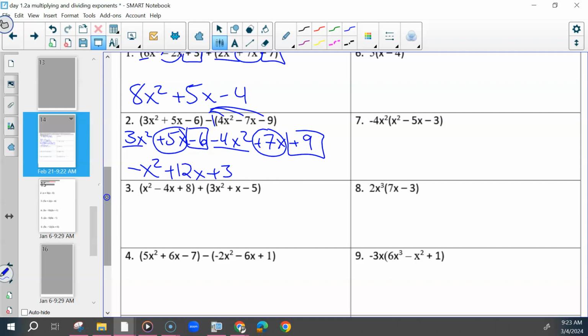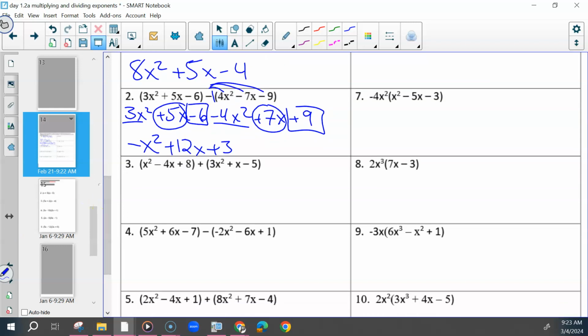Now, if you were just doing it from the parentheses, again, it can be done, just be careful. 3x squared minus 4x squared, 5x minus a negative, and negative 6 minus a negative. So be careful with your negatives. Questions on that one? Looking at 3, 4, or 5, are there any of those that you want to see me go over, or have questions about?